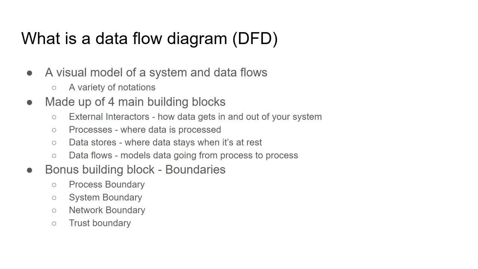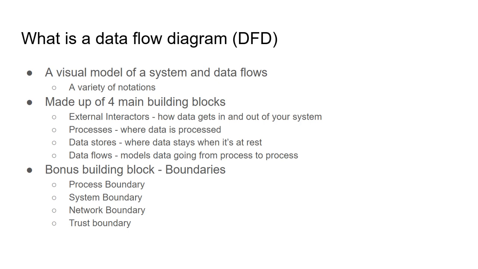There are a variety of notations that you'll see out in the wild, but essentially they are built out of four main building blocks: external interactors, or those things that interact with your system and which are generally considered to be outside of the system, such as end users. Processes, in other words, things that are within your system that operate or process the data. Data stores like databases or files, which basically represent places that your data can stay at rest.